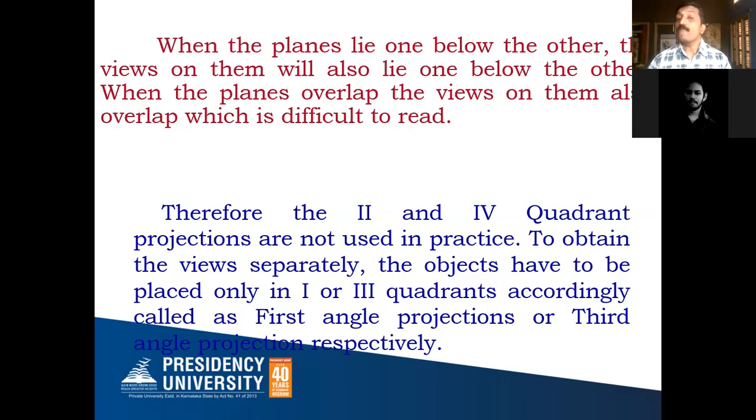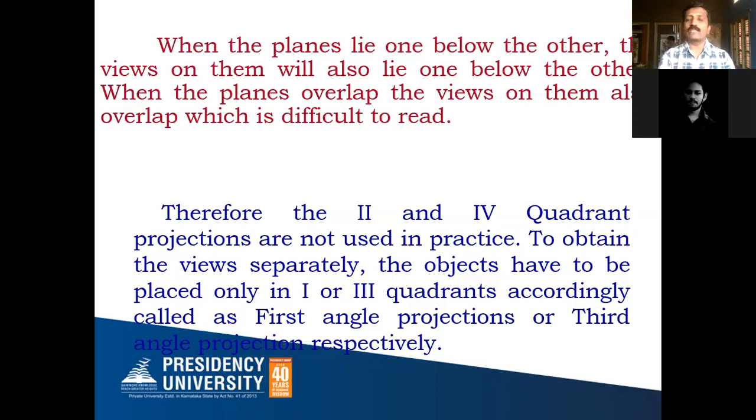It is called the first angle projection system as well as the third angle projection system. Until the 1990s, 97, in India we were using the third angle projection system. Later, according to the Bureau of Indian Standards, a regulating body which governs the entire engineering graphics systems and conventions, till today we are using the first angle projection system. Even in a few Western countries, they use the third angle projection system.